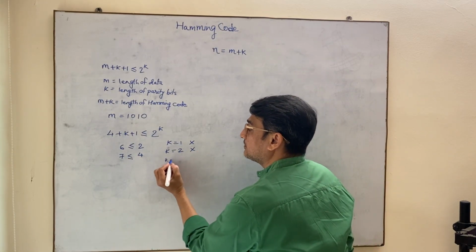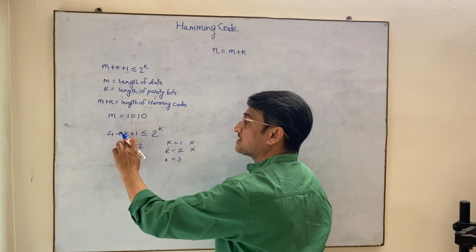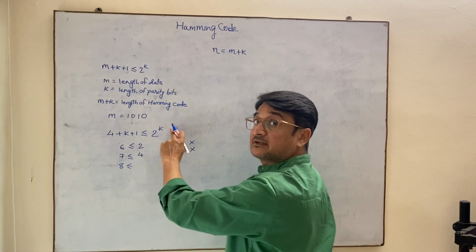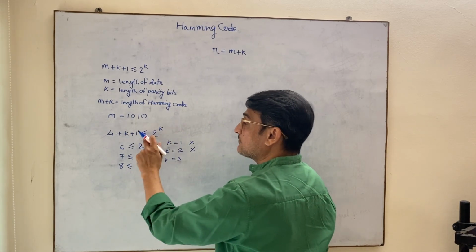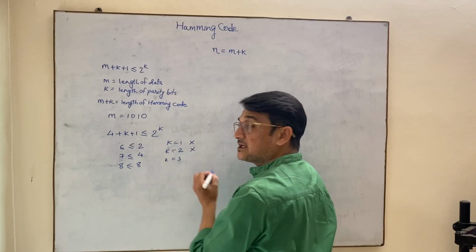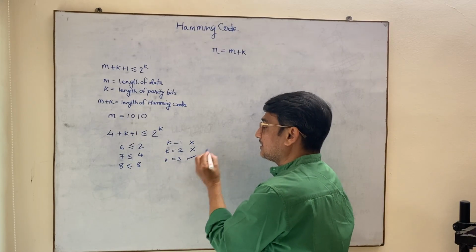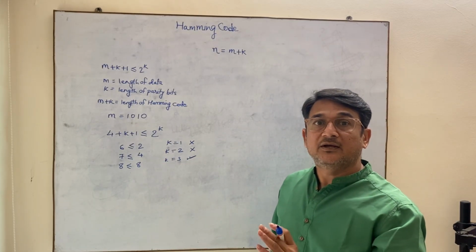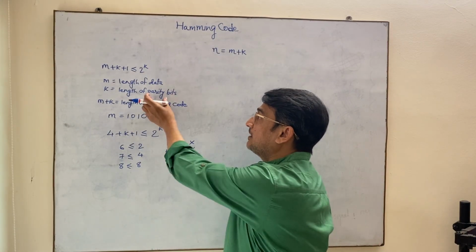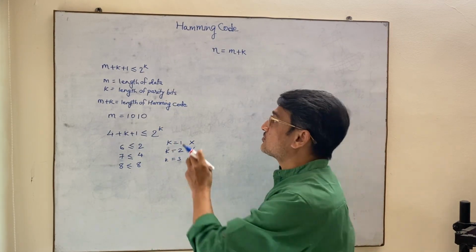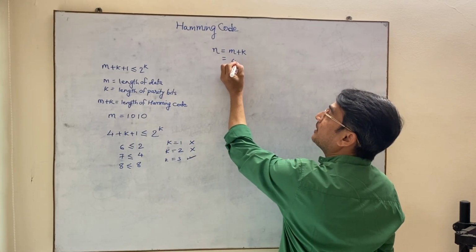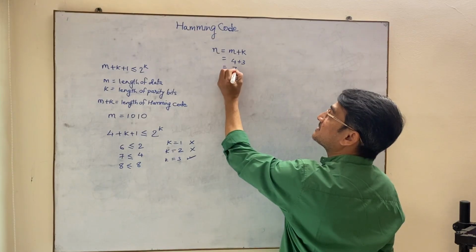k equal to 3. So 4 plus 3 plus 1 is 8, and 2 raised to the power 3 is also 8. So we have two conditions, less than and equal to. So the equal to condition is satisfied. So we can now understand that the length of parity bits is 3. So what will be the length of Hamming code? It will be 4 plus 3, which is 7.